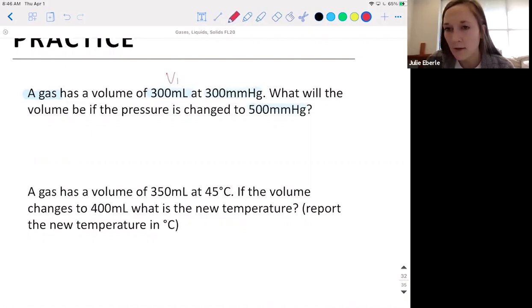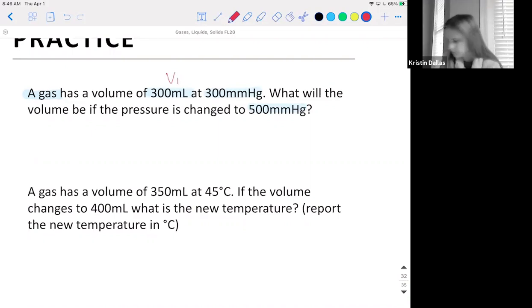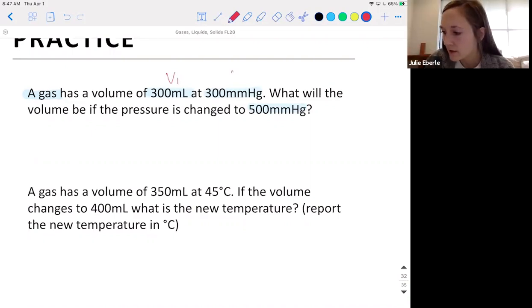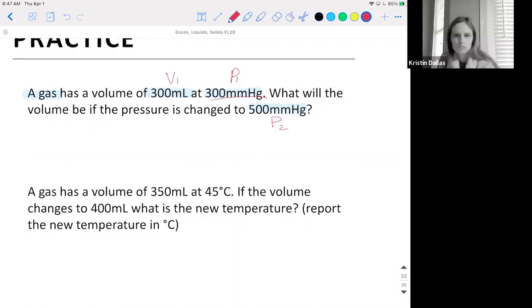This is V1. The first volume is given, so I'm just going to call it V1. This is P1. How do I know this is a pressure? It's units of pressure. We introduced a lot of units of pressure, and millimeters mercury is one of them. And then the next pressure is P2. So here's what we see. It's exactly what, I don't know who said it, but they were right. Only volume and pressure is given.